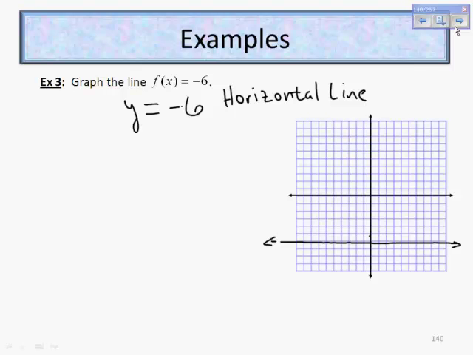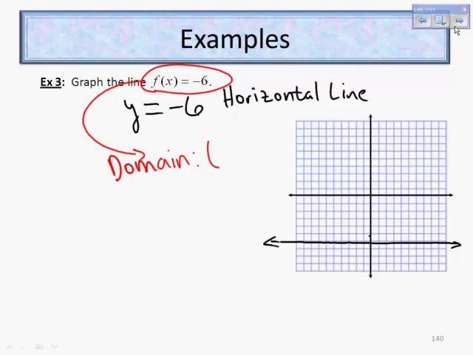So immediately, just from looking at that equation, I can tell you the domain of my function. I don't need the graph to determine this. Since it's linear, or since it's polynomial, the domain is going to be all real numbers, everything from negative infinity all the way to positive infinity.